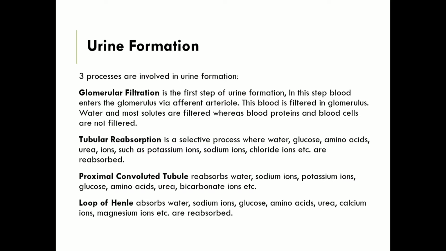The proximal convoluted tubule reabsorbs water, sodium ions, potassium ions, glucose, amino acids, urea, bicarbonate ions, etc. The loop of Henle absorbs water, sodium ions, glucose, amino acids, urea, calcium ions, magnesium ions, etc.